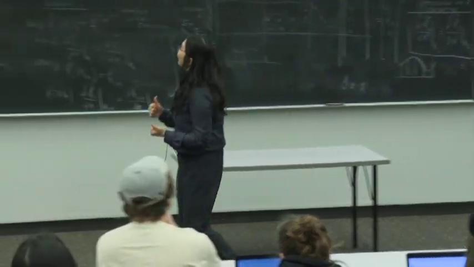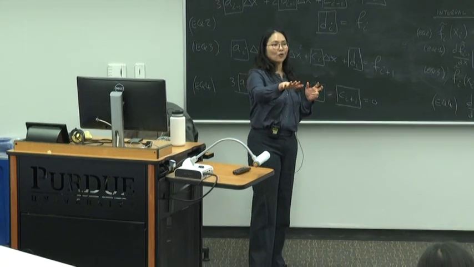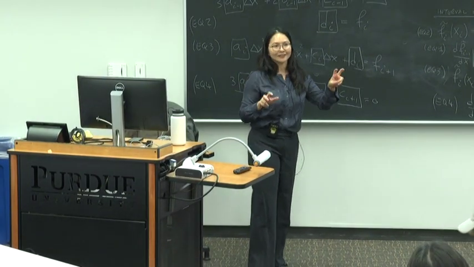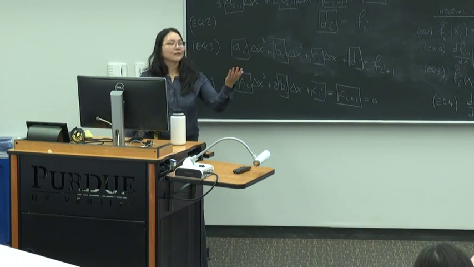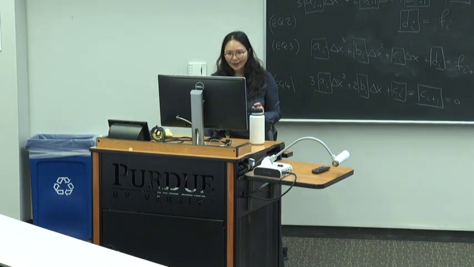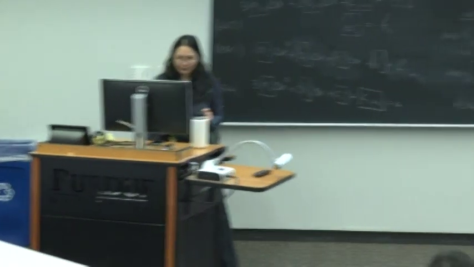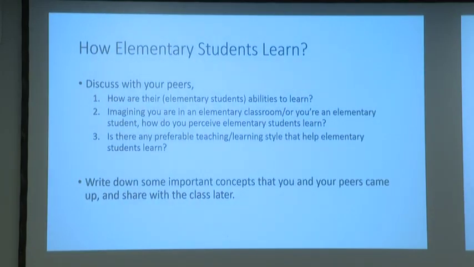So good, now you're starting to notice things that are different from your own classroom setting or from how your professor teaches for your knowledge input, okay? Now, here is what we're going to do. You're going to discuss with your peers. If you're working alone, please come together, maybe two or three people, and start talking about how elementary school students' ability to learn is.